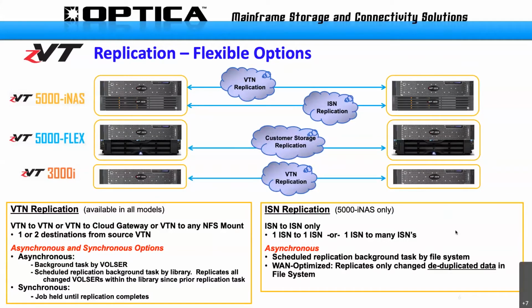ISN stands for Intelligent Storage Node, which is a component of our 5000 iNAS. So ISN replication is only available in the iNAS model. And the beauty and advantage of ISN replication, as I mentioned before, is it is WAN optimized. So only changed deduplicated data is going to be transmitted every time you have a scheduled replication job. So if you have a low bandwidth link between locations, it's a very efficient means for replication. So you have some options relative to replication depending on the model that you're investing in.